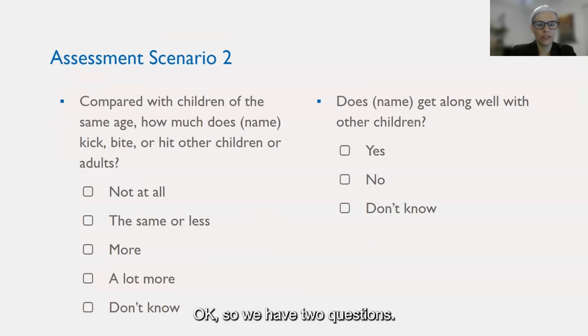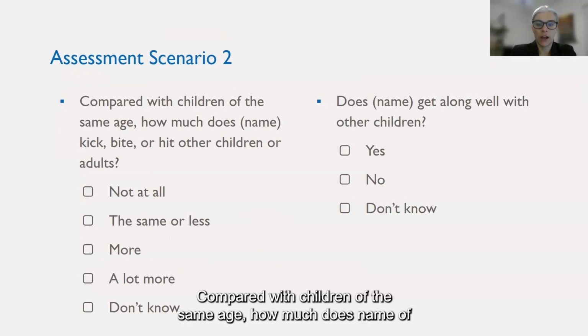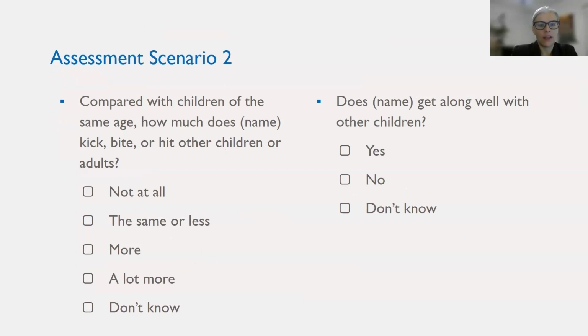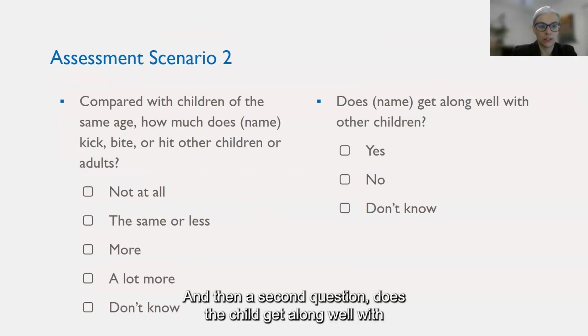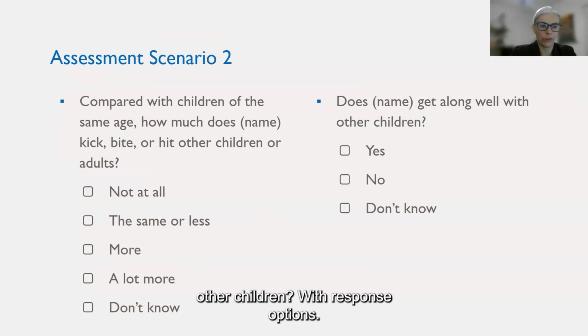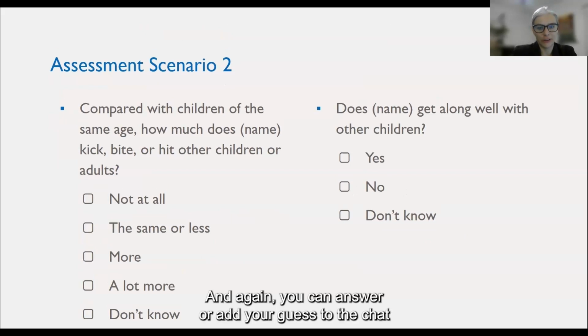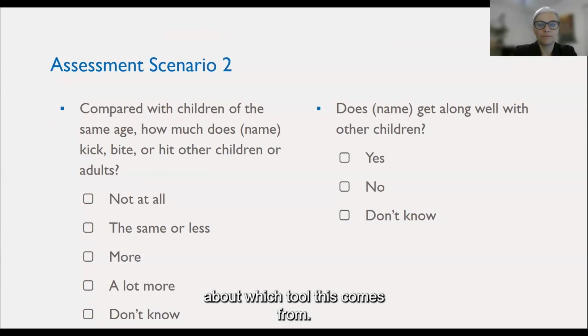Okay, so we have two questions. Compared with children of the same age, how much does name of child kick, bite, or hit other children or adults? With some response options here. And then a second question, does the child get along well with other children, with response options? So again, there should be a poll asking which domain this assesses. And again, you can answer or add your guess to the chat about which tool this comes from. Give everyone a few moments to respond to this.